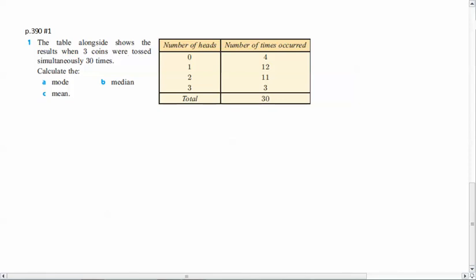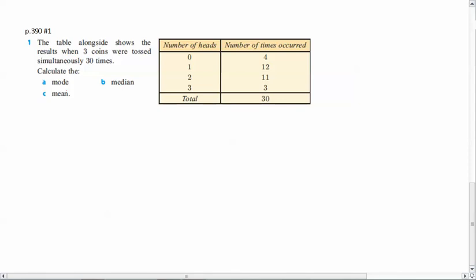The table alongside shows the results when 3 coins were tossed simultaneously 30 times. So I'm flipping 3 different coins, and then I write down how many heads there are, and I do that 30 times. Okay, so let's first calculate the mode.